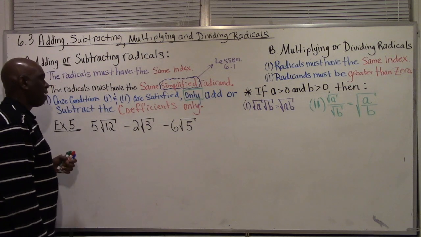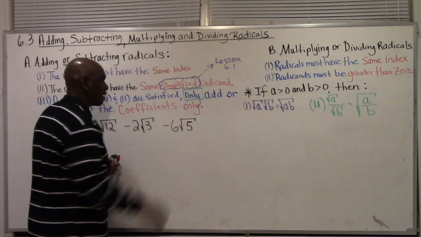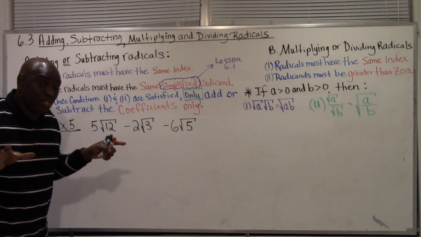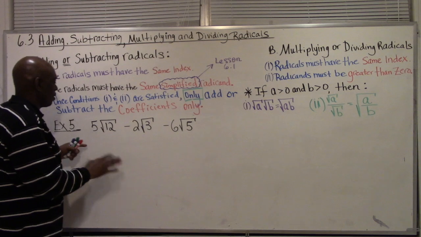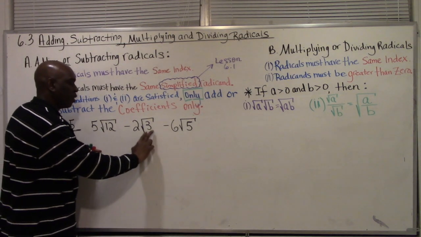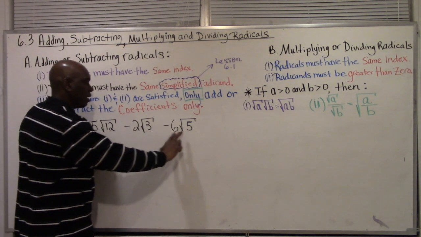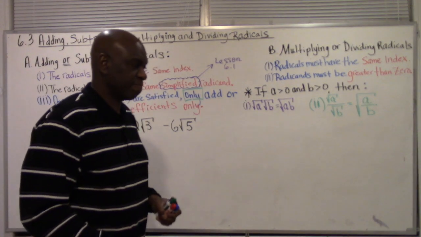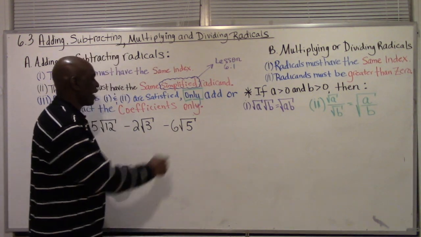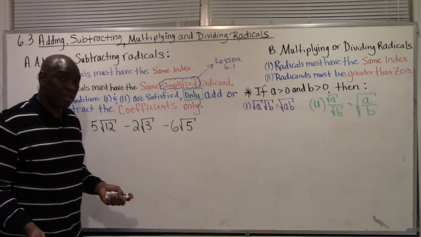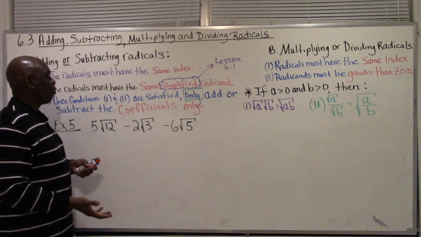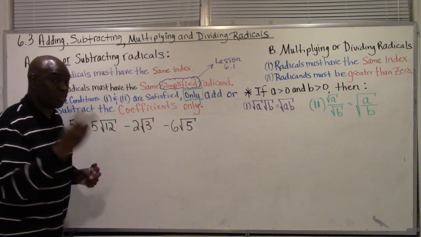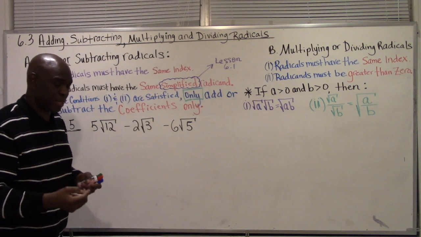All right. Do they have the same simplified radicand? Well, notice this. All the radicands are different right now. 12, then what? 3, and then what? 5. All the radicands are different. Okay? Can you simplify any radicand? Well, there's one radicand we can simplify, and there are 2 radicands we cannot simplify.